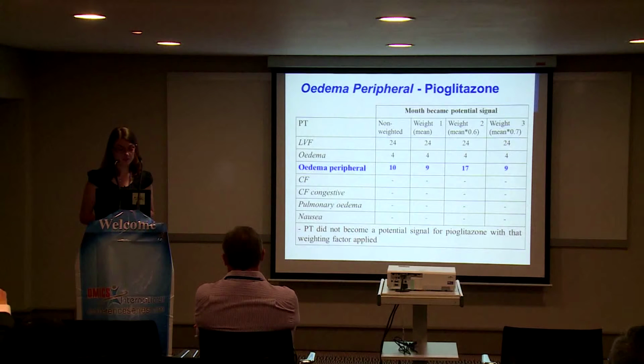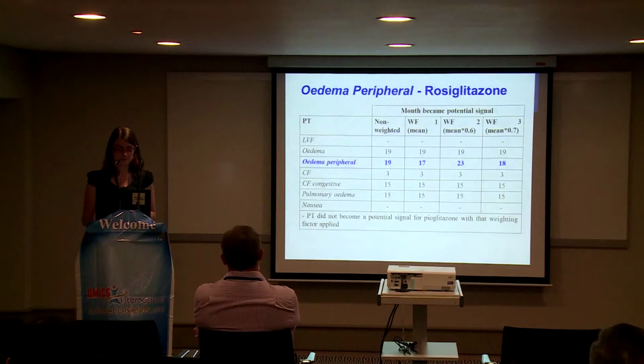So for edema peripheral and pioglitazone in the database, we can see non-weighted, it was a signal at month 10. With weight 1, it became a signal at month 9. Weight 2 went the other direction, and it wasn't a signal until month 17. And with weight 3, it was also a signal at month 9. So it was identified as a signal 1 month earlier, retrospectively, in the 2-year data set.